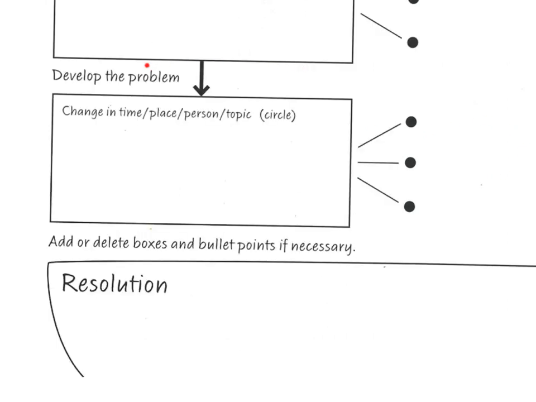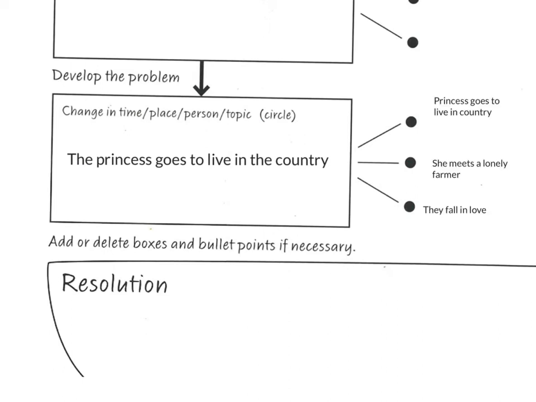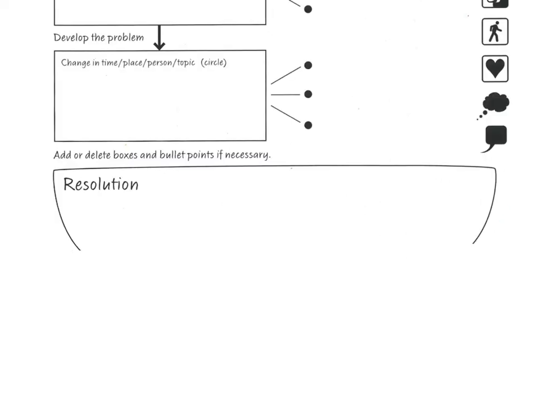Now I'm going to look at this next part of the plan where I have to develop the problem a little bit more. So there's a change in things that are happening. So my change is the princess goes to live in the country. And here I need to extend on that idea, give some more details. So my ideas are the princess goes to live in the country. She meets a lonely farmer. They fall in love.